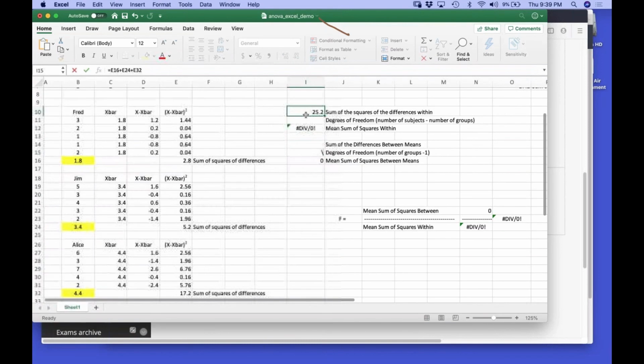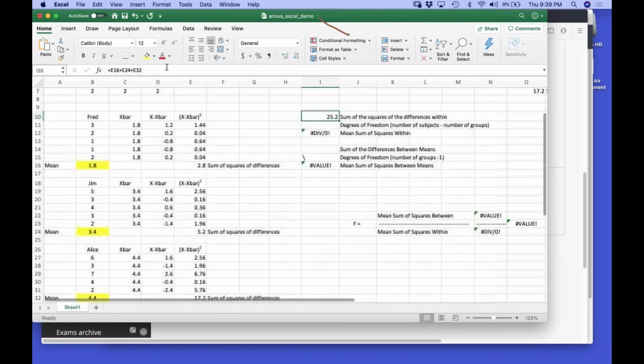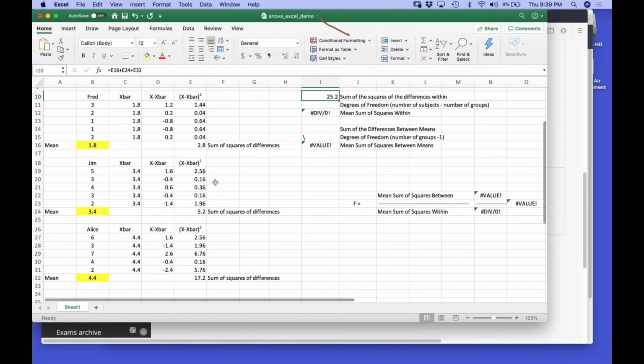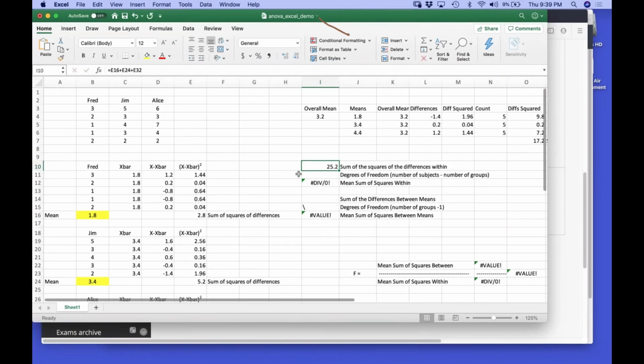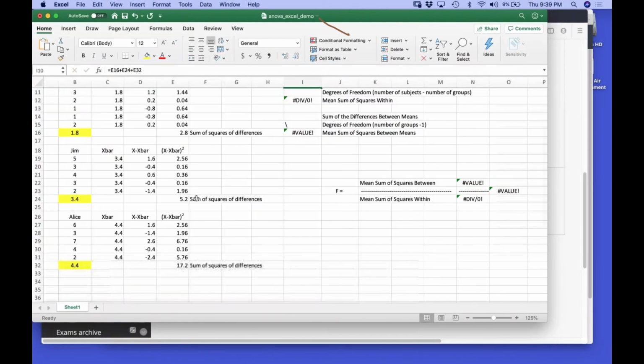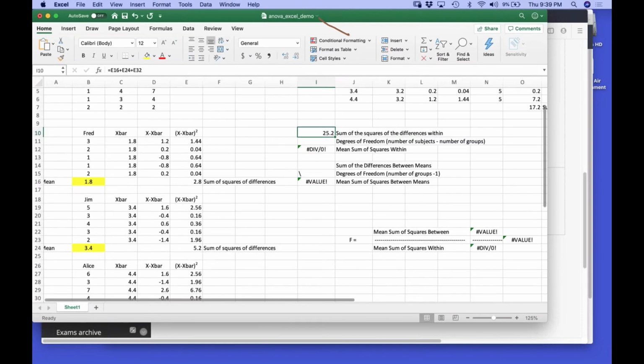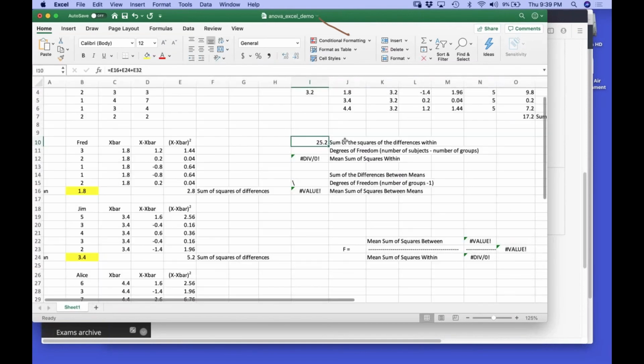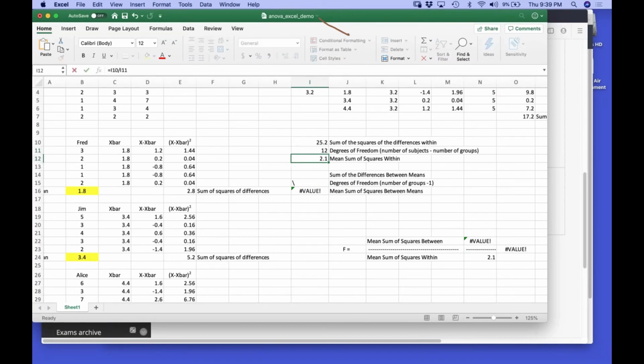All right. So this 25.2 is equal to the sum of the 2.8 and the 5. You know what it is? I never pulled all the way down, so I was looking at the whole thing. 2.8 plus 5.2 plus 17.2 is the sum of squares of the differences within the groups, right? Within all of the groups, all added together. The degrees of freedom is the number of subjects minus the number of groups. Number of subjects is 15, 3 groups, so that's going to be divided by 12 to get the mean sum of squares within the groups.